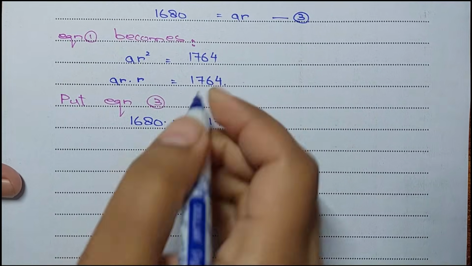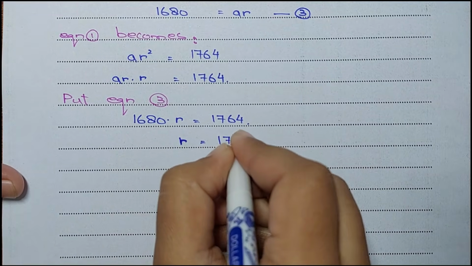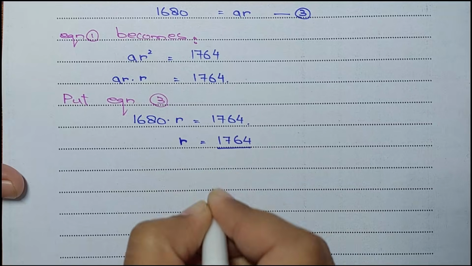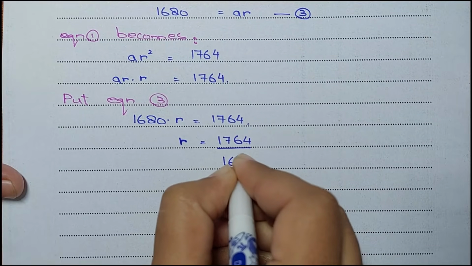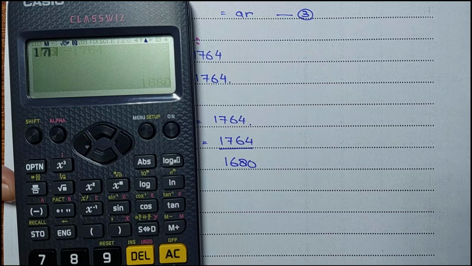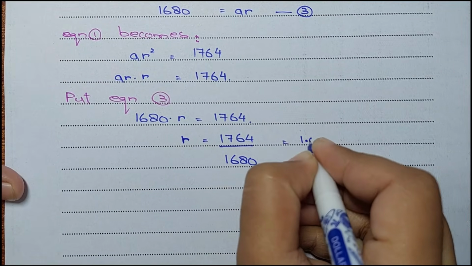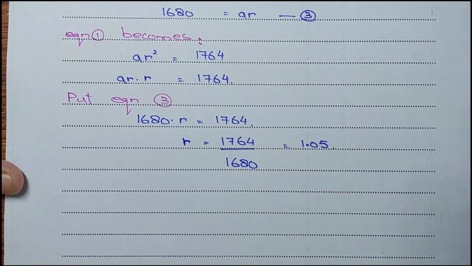Now let me solve for r. r would be 1764 divided by 1680. 1764 divided by 1680, that is 1.05. 1.05 is the value for r.